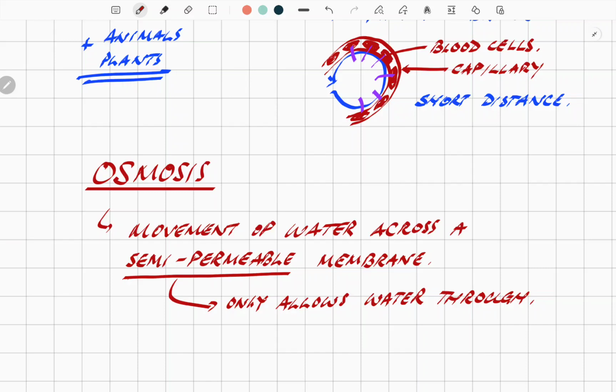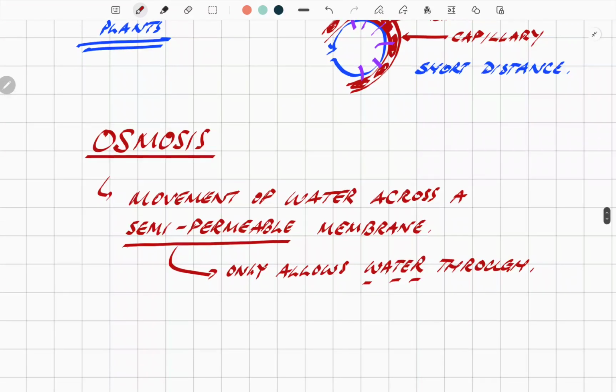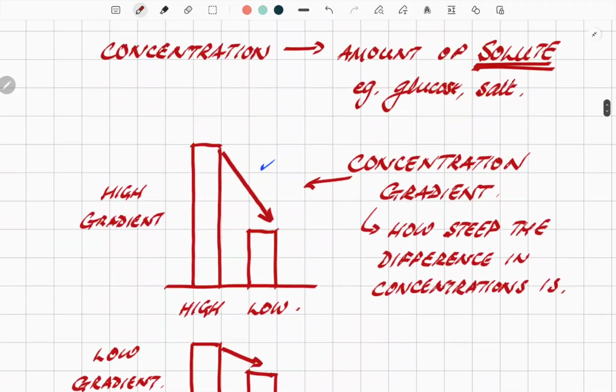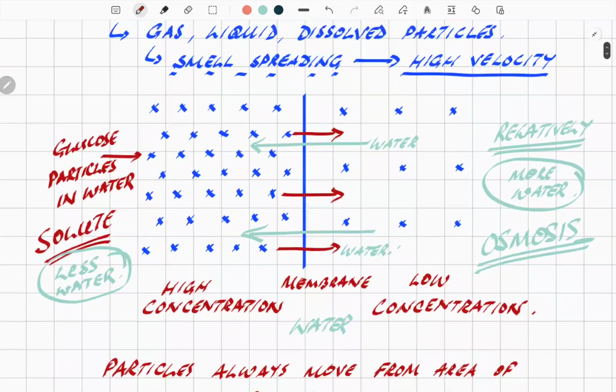Okay? Only allows the water through. Yes, all right, you can have semi-permeable membranes that are designed for other particles. But in this case, when it's osmosis, we refer to the water. Okay? Like that. Now, again, as we've just seen in that diagram, let me remind you again of that.